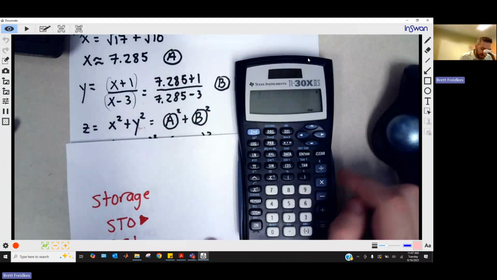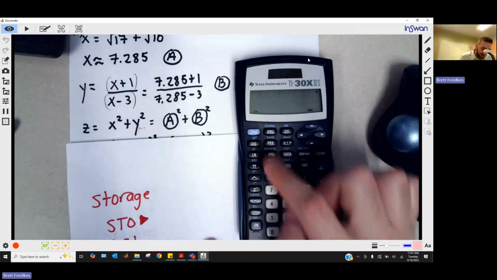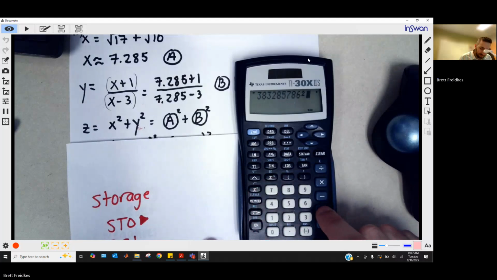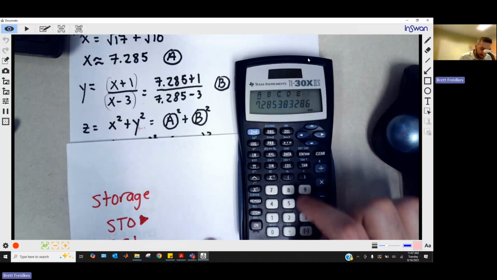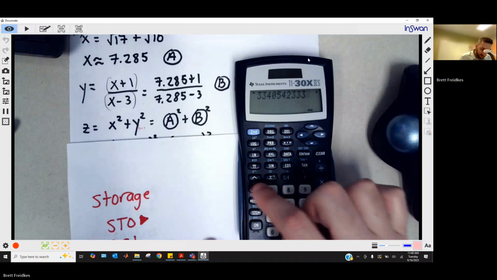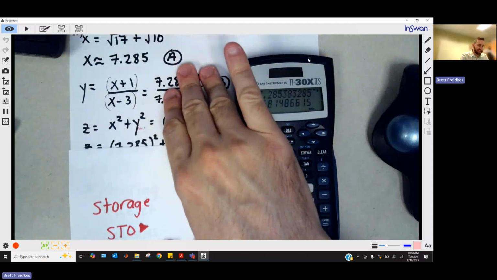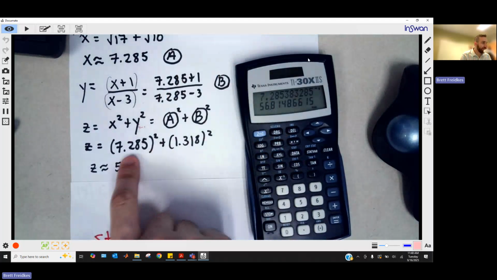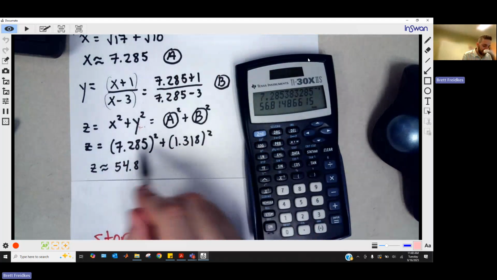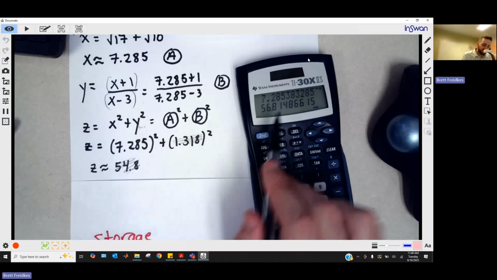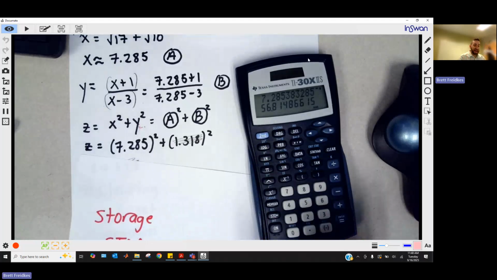I'll go ahead and say, let's do A squared. So I'll recall A and we'll square it. Plus, we'll recall B and we'll square it. And we get some number. And I think my calculator is a little bit different. I think I messed up the numbers the first time, so we're just going to ignore these numbers. But in general, that's how you get a value.